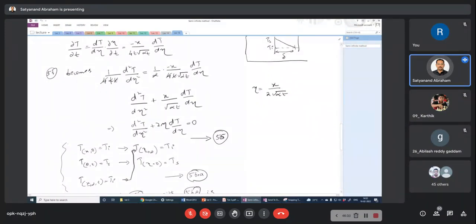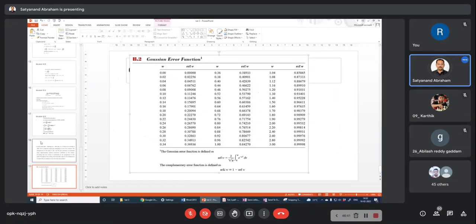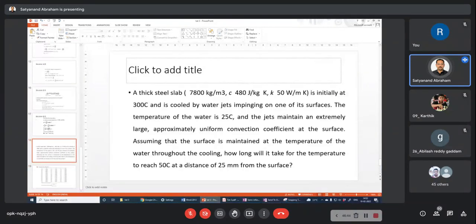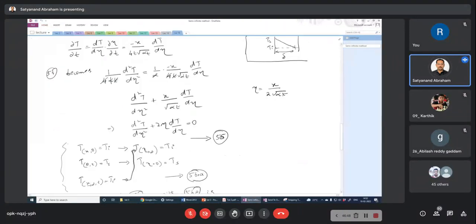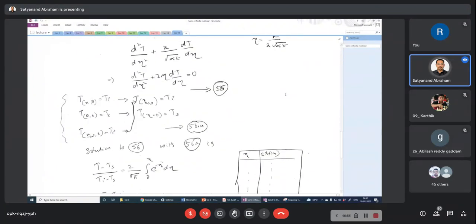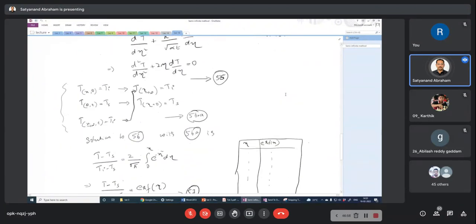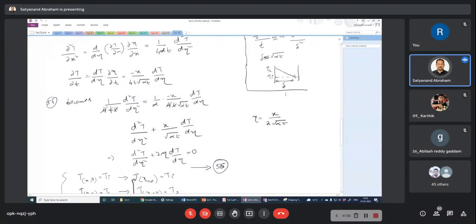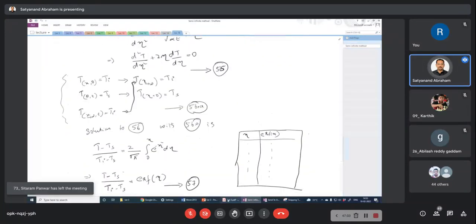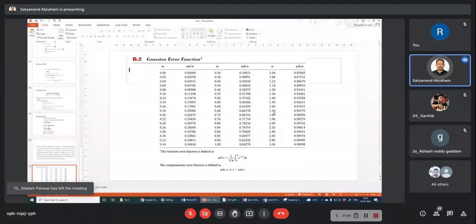In this case, we know x, which is given as 25 mm. Alpha we know because all the properties are given, alpha is k by rho Cp. So the only unknown here is t, and from there you can calculate the time. That's how you can tackle this kind of semi-infinite approximation. Once you have this table, you can convert eta into the error function of eta, or the error function of eta to eta.